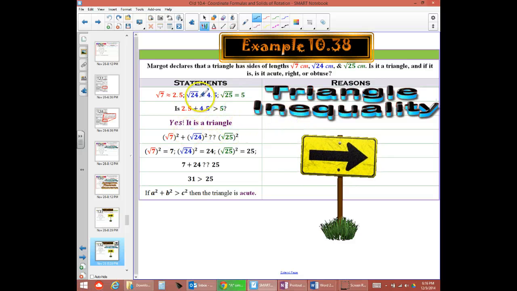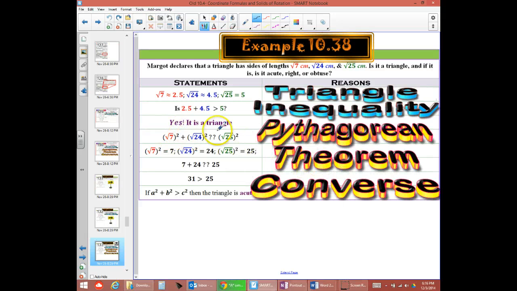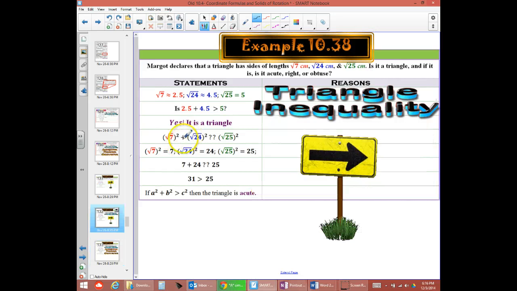Okay, we got this far just based on triangle inequality. Now we've got to determine if or what kind of triangle it is. So we take the squared. Remember the triangle converse we did, the Pythagorean theorem converse? We take that and we say square root of 7 squared is just 7. The square root of 24 squared is just 24. The square root of 25 squared is 25. So we start plugging each of those in.